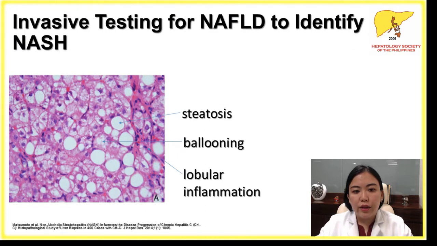The gold standard for diagnosing NAFLD is liver biopsy. Liver biopsy reliably differentiates simple non-alcoholic fatty liver from non-alcoholic steatohepatitis. The diagnosis of NASH requires all 3 elements shown in this slide: steatosis, ballooning degeneration of hepatocytes, and lobular inflammation. The absence of any one of these features leads to a diagnosis of non-alcoholic fatty liver, or NAFLD, without NASH.